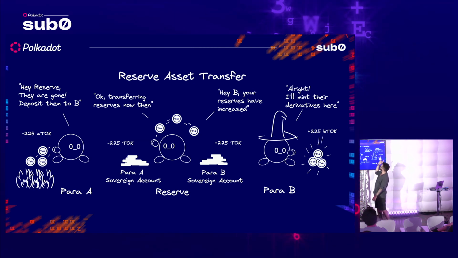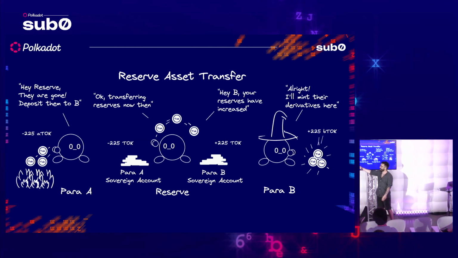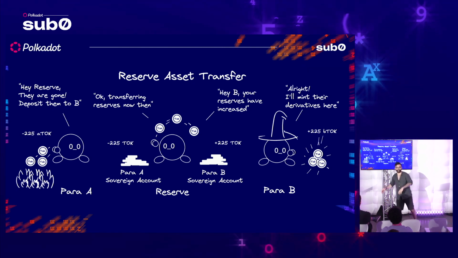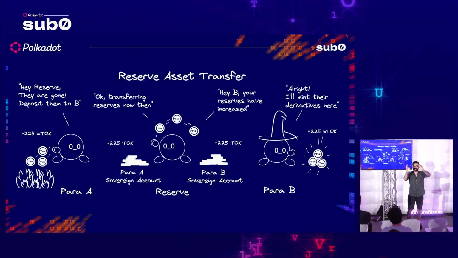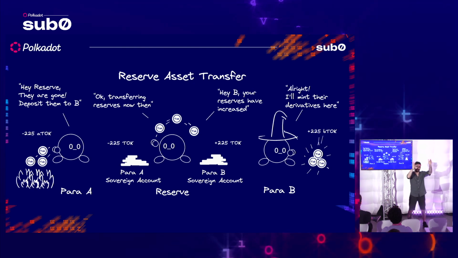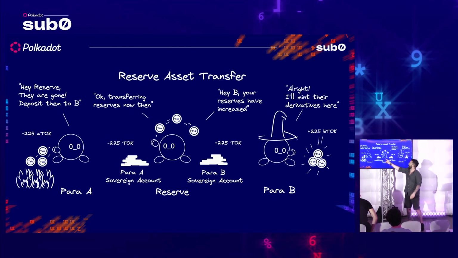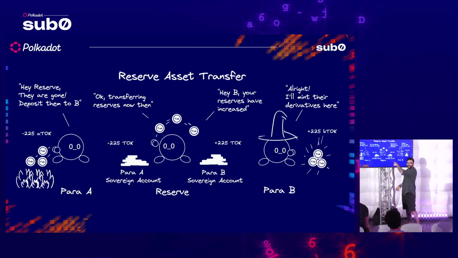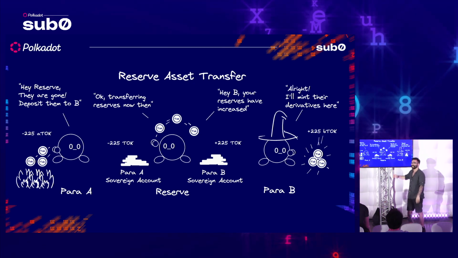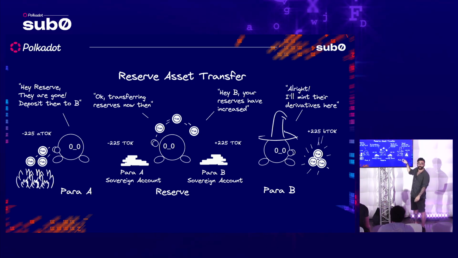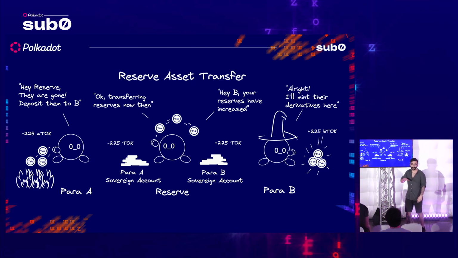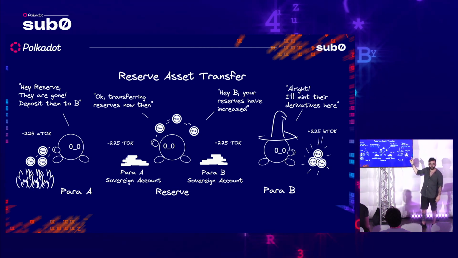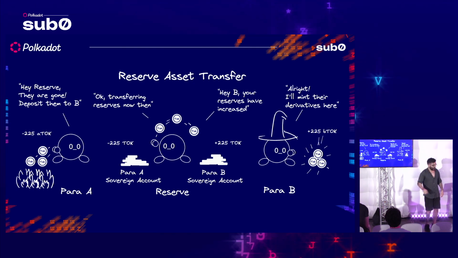How does the reserve asset transfer work? Basically, the parachain says, okay, these are my receipts, I'm bringing them, I'm burning them. So move the funds, please, from my sovereign account in you, which is the reserve, to this other parachain's account. Then the tokens are dropped in the sovereign account, and the reserve notifies the other parachain, hey, your balance on the sovereign account has been incremented. You are now able to mint derivatives on your chain of that token.